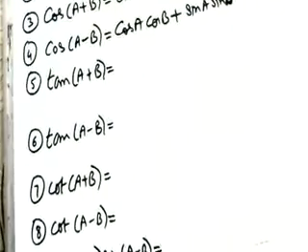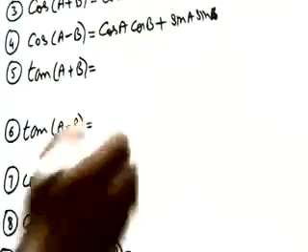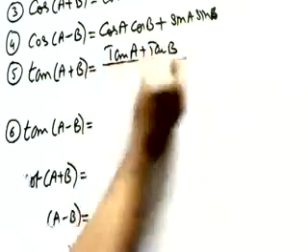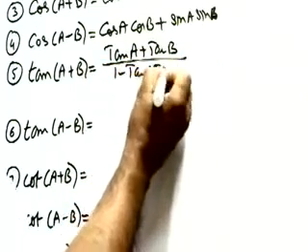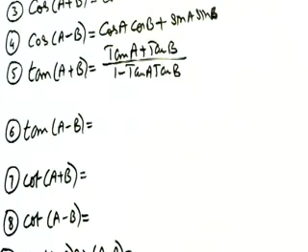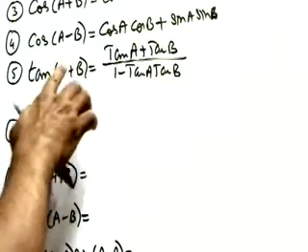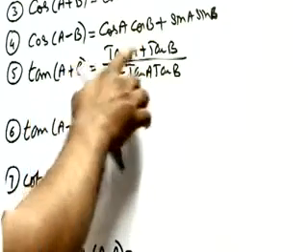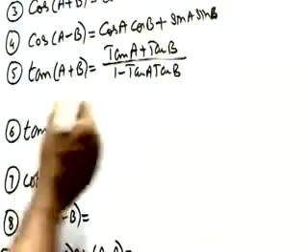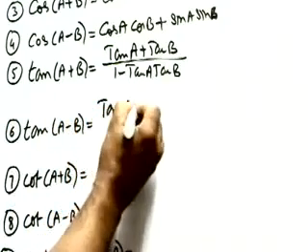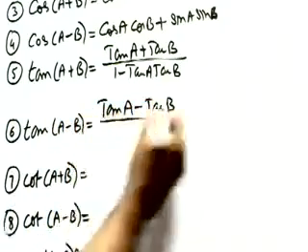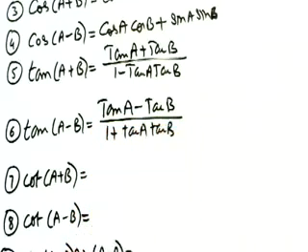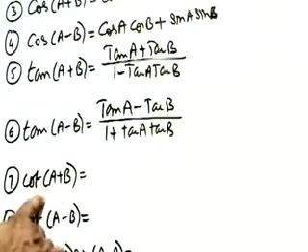In the same way, let me go for tan A plus B. Tan A plus B is tan A plus tan B by 1 minus tan A tan B. Here it is plus, here it is minus. If you have minus here, it will become minus, and this will become plus. So tan A minus B will be tan A minus tan B divided by 1 plus tan A tan B.